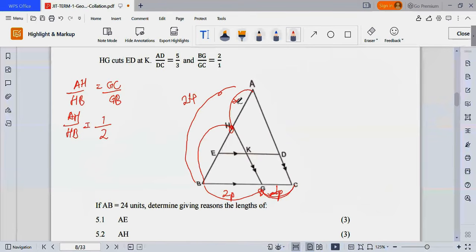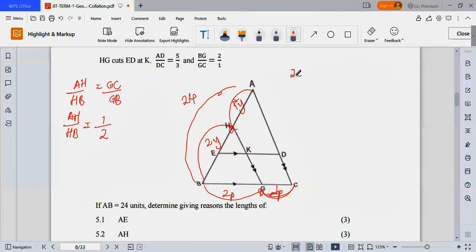Now that means this is one part. We can say this is 1y, and then all of this will be 2y. So to calculate AH, we can simply say we have 3 parts for this 24, but we are only looking for one part of 24.